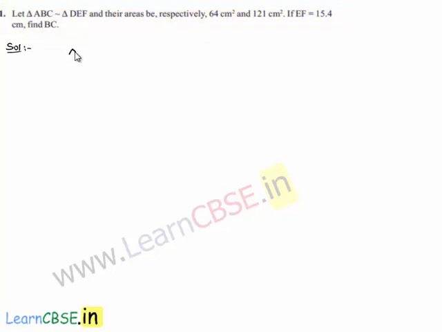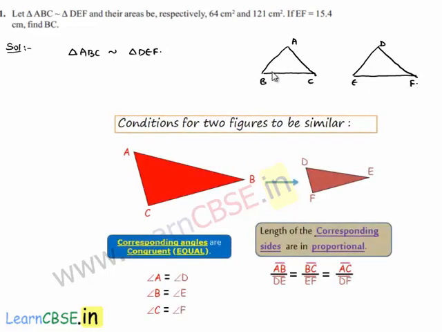He has given that triangle ABC is similar to triangle DEF. So let us draw both the figures. Triangle ABC is similar to triangle DEF. So when two triangles are similar, then their corresponding sides will be in proportion. So we can say that AB by DE is equal to BC by EF is equal to AC by DF.